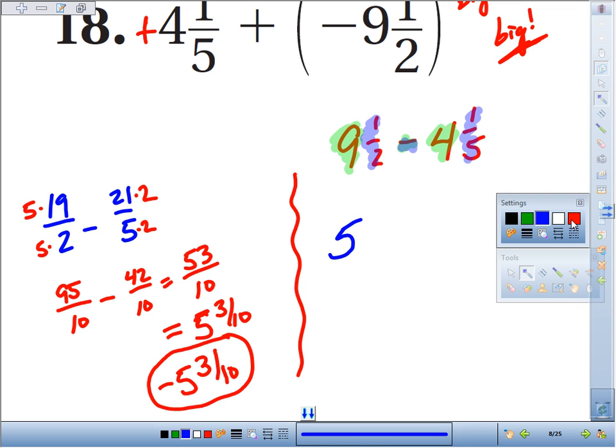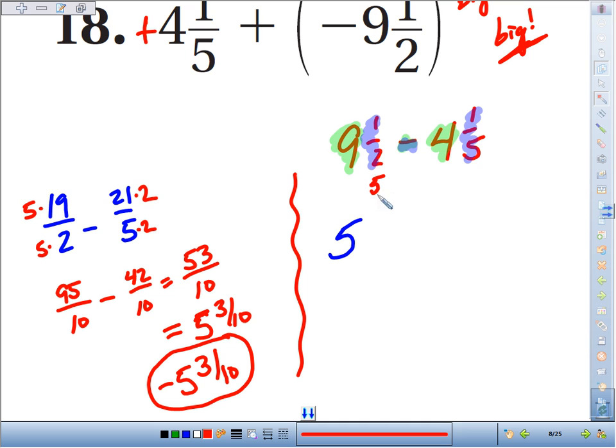Again, the least common multiple between 2 and 5 is 10. So really we're looking at 1/2 is 5 tenths, minus 1/5 is 2 tenths. 5 tenths minus 2 tenths is 3 tenths. And there we have the same 5 3/10 we had here. But again, the bigger symbol wins. The bigger symbol is negative. So our final answer is going to be negative 5 3/10.